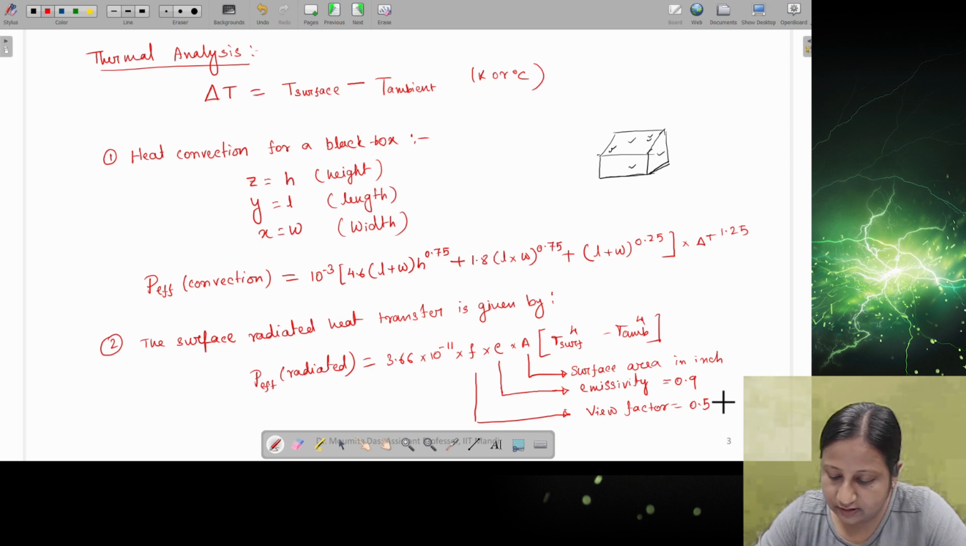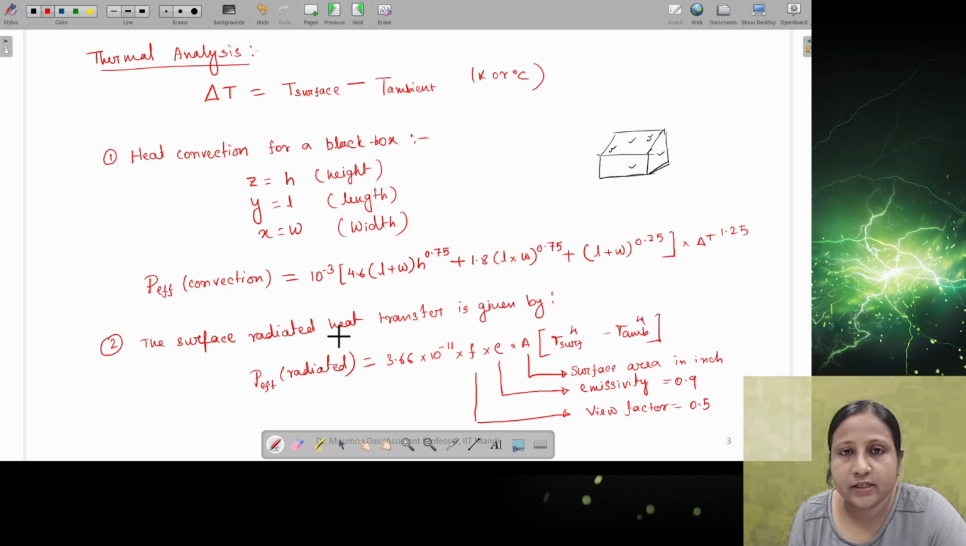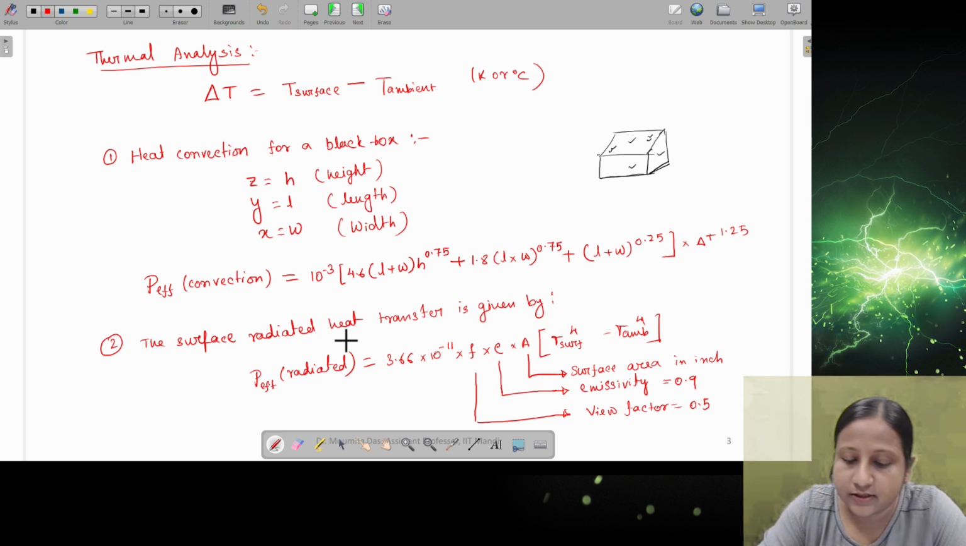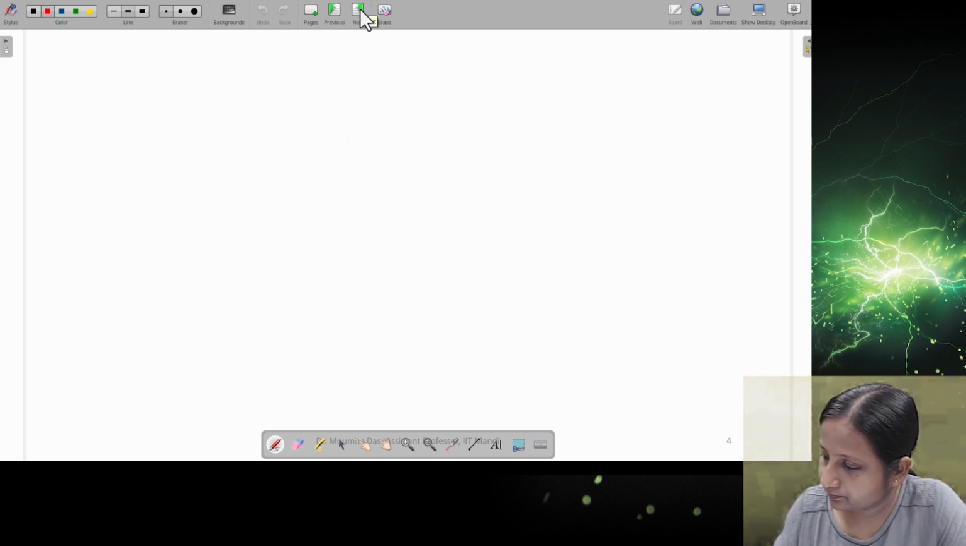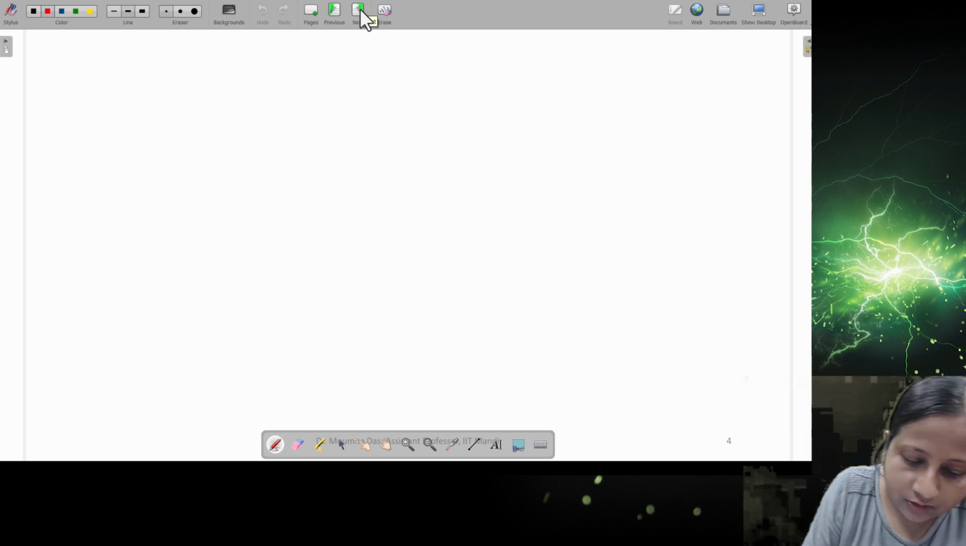So these different factors will give you the effective radiated power due to that particular system, and that will give the surface radiated heat. One will give heat convection and one will give heat radiation. These two different heat components will finally give you the total heat generation in the system.